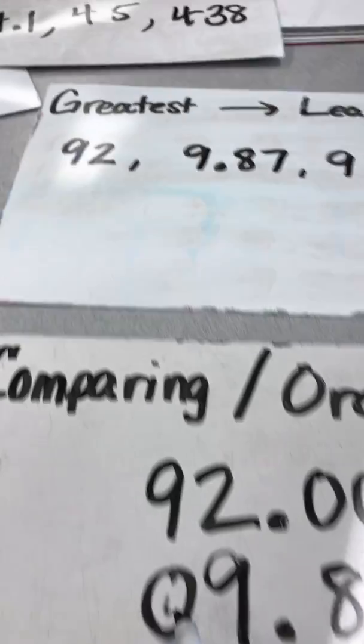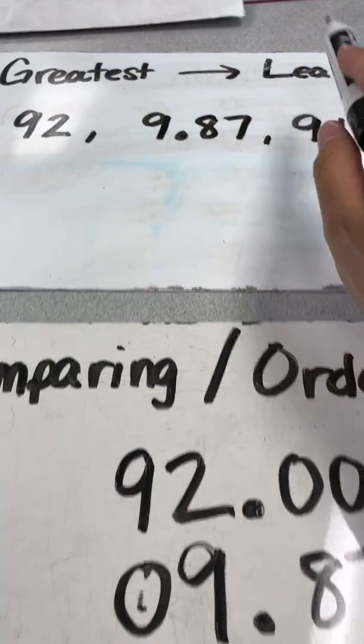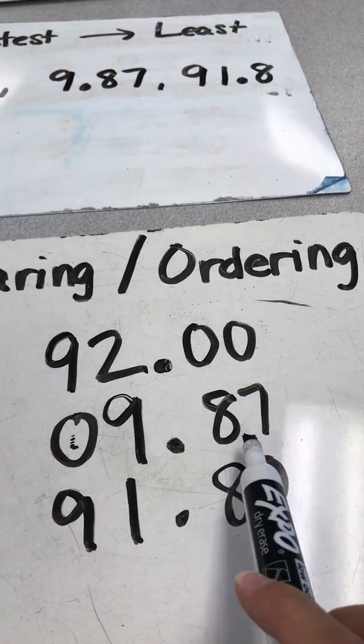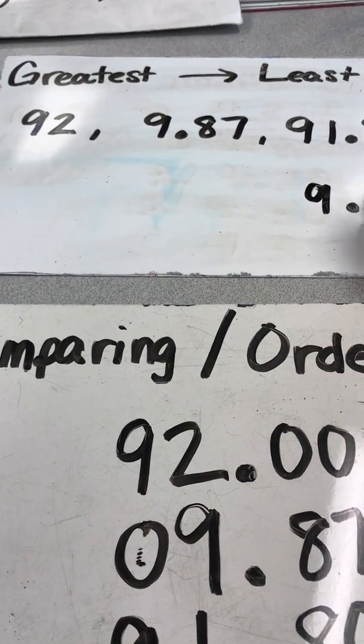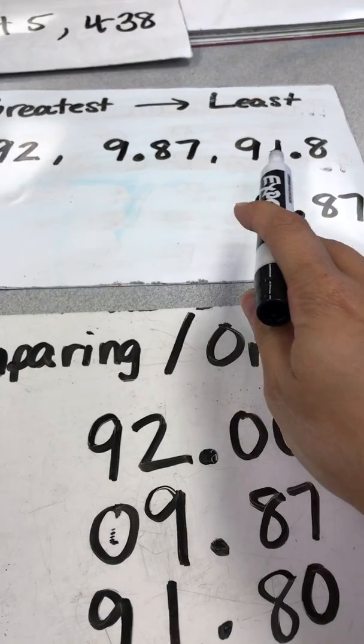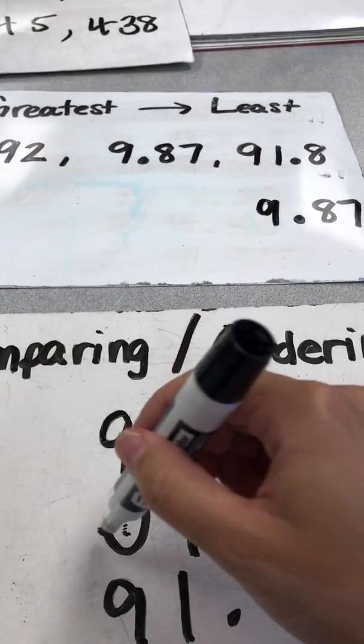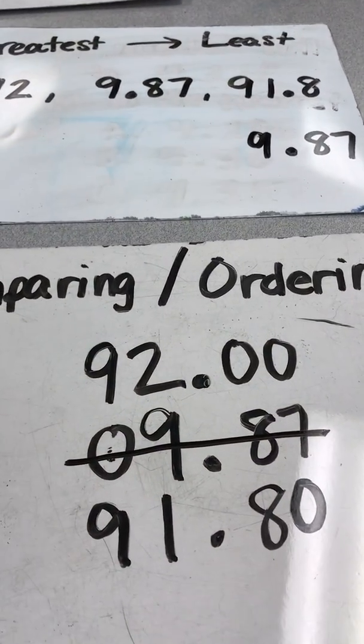So in our order, they want it from greatest to least. So if I know that 9 and 87 hundredths is my smallest number, I'm going to write it all the way on the right-hand side because I know it'll end up being the least number that I have. I'm going to cross it off so I don't use it again.